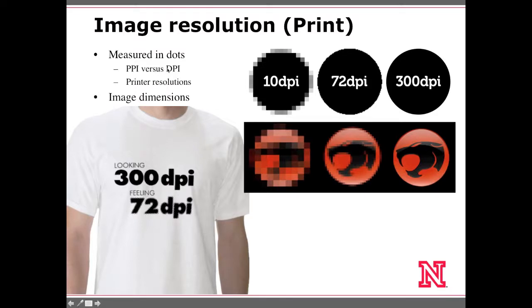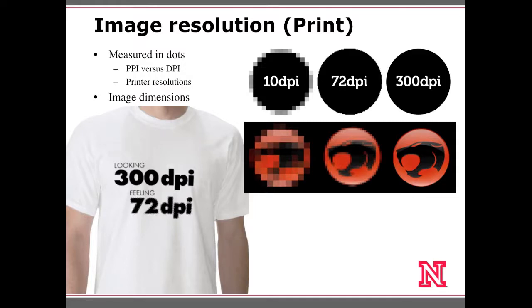Your DPI is based on your printer resolution, the number of dots that your printer can lay down in 1 inch of a substrate, whether it's paper or t-shirt material, whatever it is. That is what your DPI of the printer is. And so basically, when you're going to export an image for a print job, you have to know what the resolution of your output device is going to be.